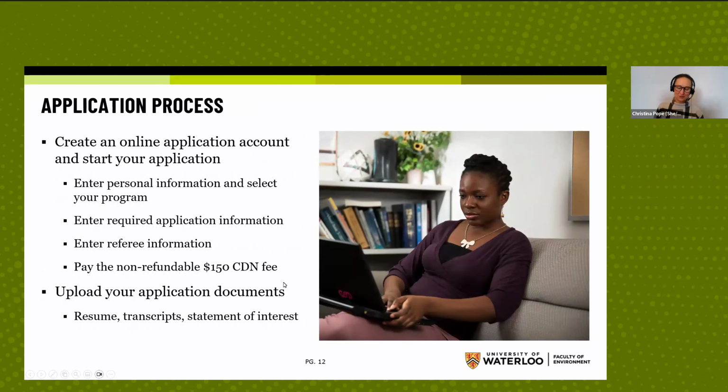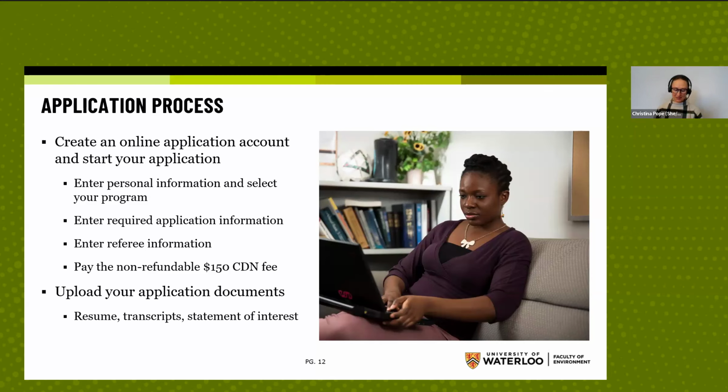And applying to the University of Waterloo is a completely online process. So you set up your online account with a username and password, and that's where you can log in and start your application. And you would select your program of interest and input your personal information, so your previous institutional history, along with your referee information. And that's also where you would pay your non-refundable application fee of $150 Canadian per program. So a note that that fee is per program.